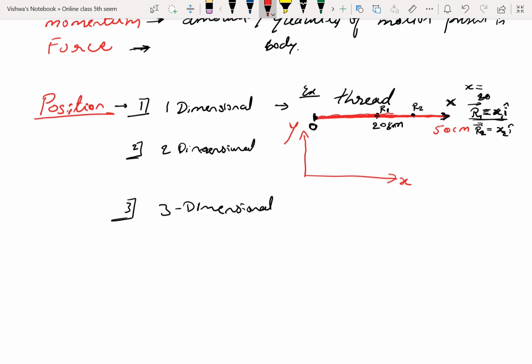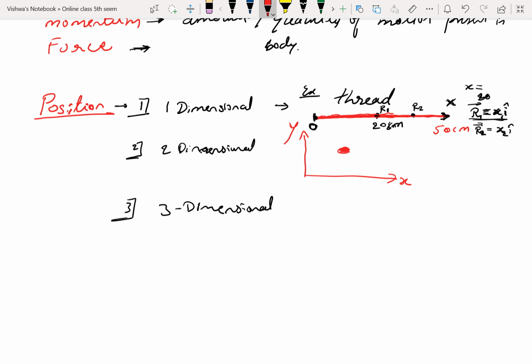Now it is moving, we don't know how it is moving, but it can't fly or pass through the paper, it is just moving on the surface of the paper. So here it is moving. That kind of motion we call two-dimensional motion.